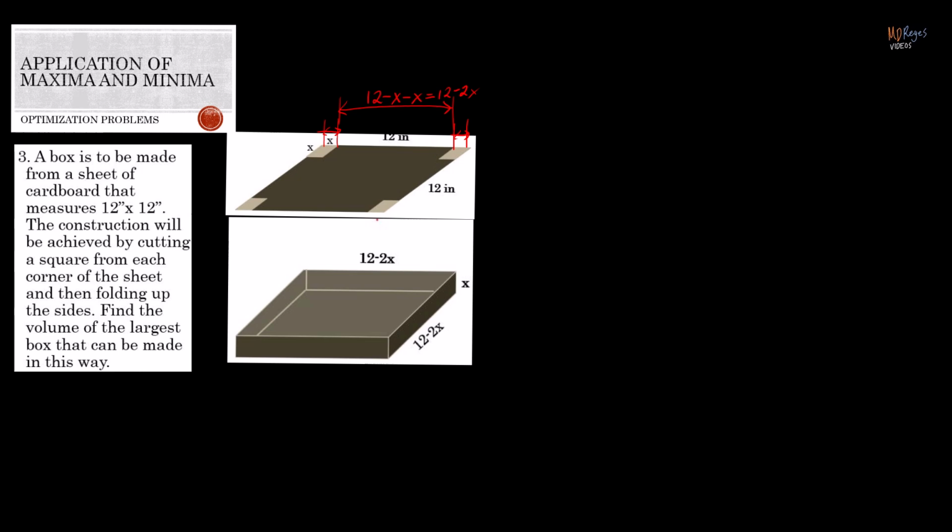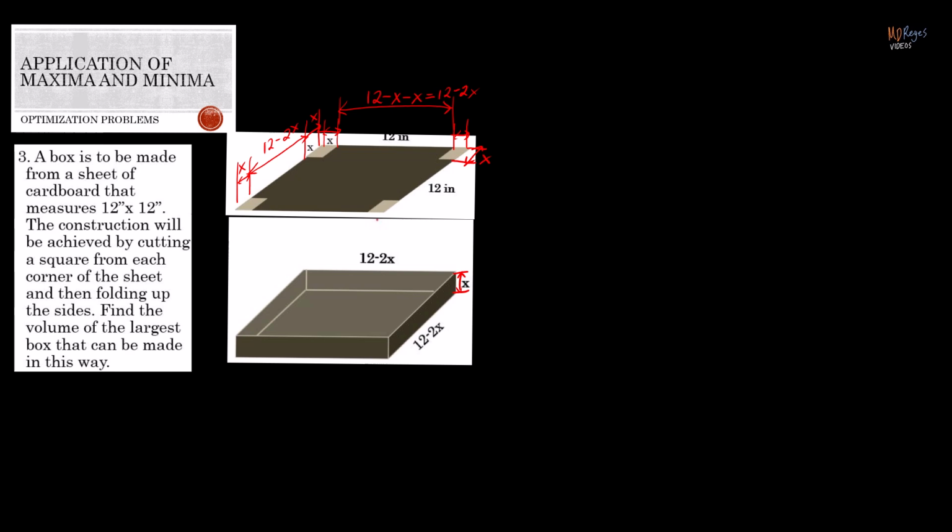Okay, now for the other side of the box, remember this is still a square box. So this side, again, measures 12 minus 2x because we have cut x here and x also from the other side. So this side of the box and also the other side measures 12 minus 2x. And because we have cut a square from each corner of the cardboard, this measures x units. So when we make this box, the height of the box will also be x.